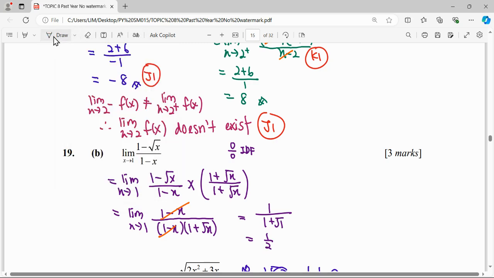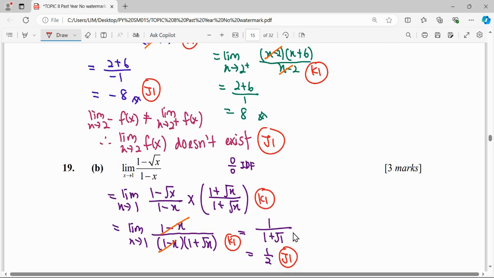What is important here is that the first step is to multiply with its conjugate when we have the indeterminate form 0 over 0, and then simplify and evaluate our value inside to get this answer. So that's all for this.